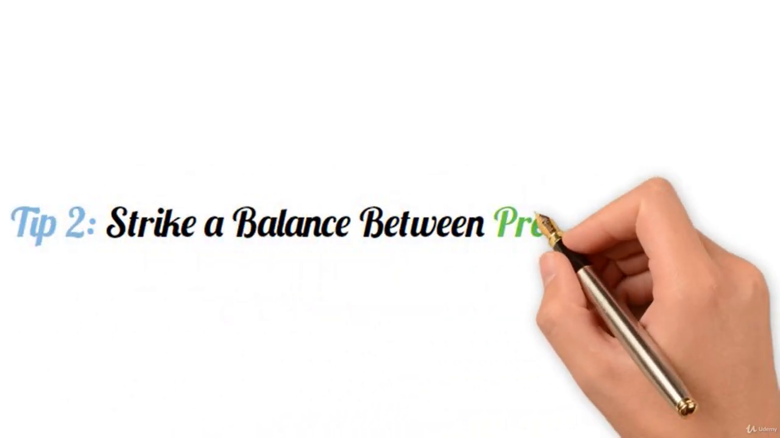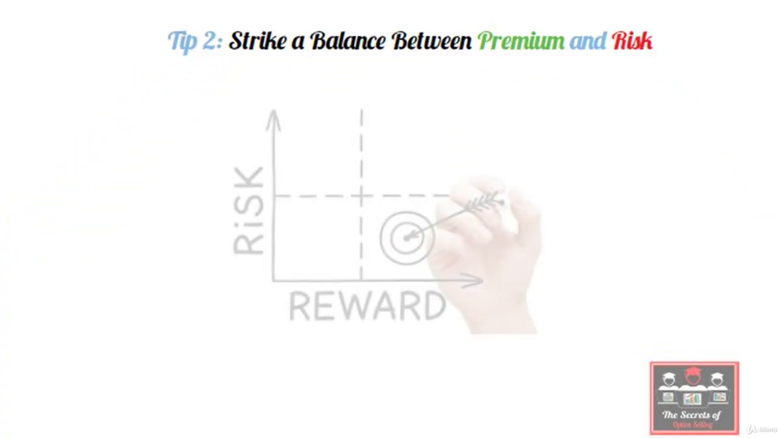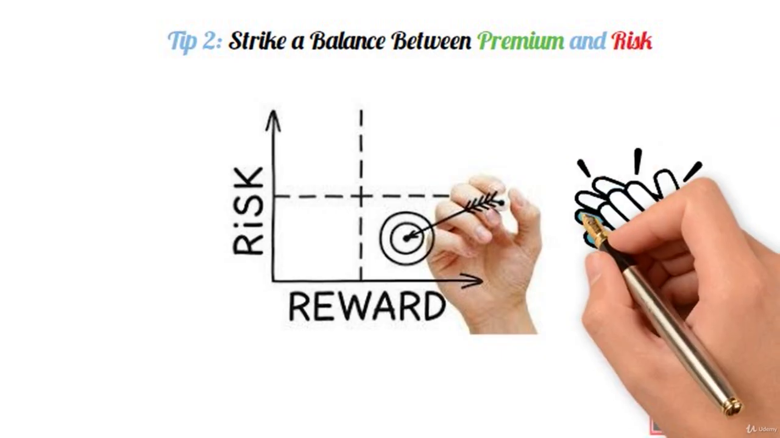Let's look into tip number 2. Strike a balance between premium and risk. A commonly asked question by many beginner option sellers is what sort of premiums they should pursue when selling puts or calls. This is often a matter of individual preference. A simple rule is more risk, more reward. If you sell close to the money options, you can collect a higher premium and enjoy high returns. However, risk will also be equally high. So it is an individual choice, but we recommend selling deep out of the money options.